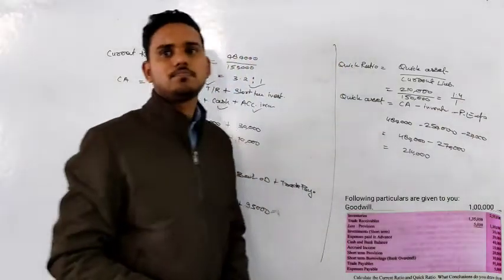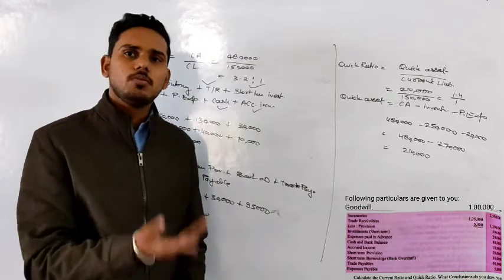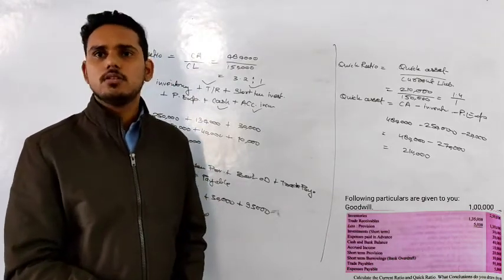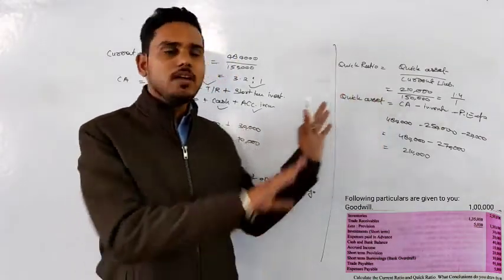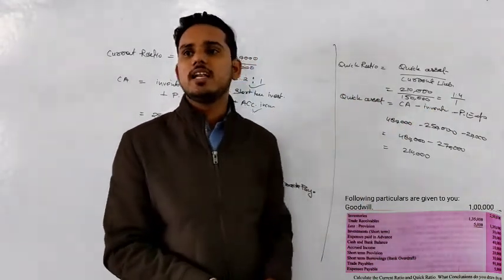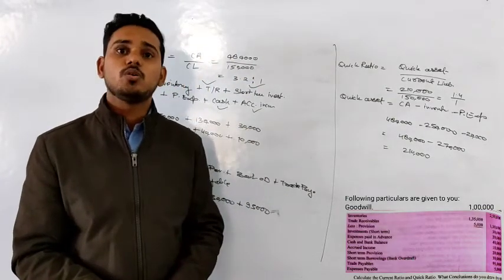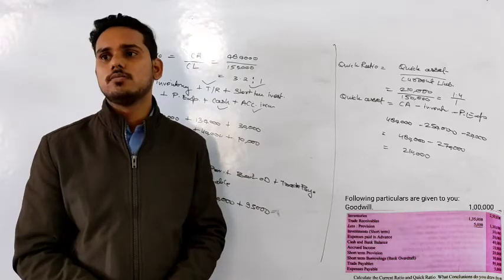So the quick ratio is 1.4 is to 1. Now you can say that yes, we can give them a loan for a shorter period, because it means we have ignored the inventory part. Still their ratio is more than the ideal ratio. So that could be good if their debtors are not more. That is the only condition.